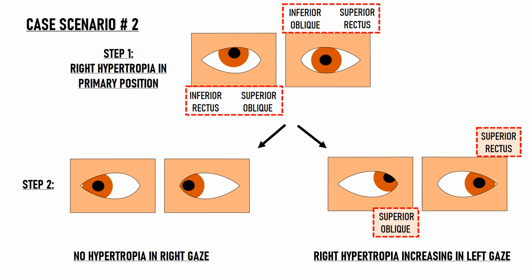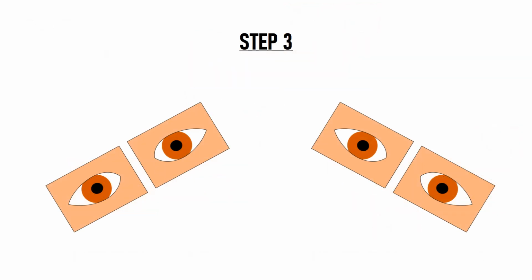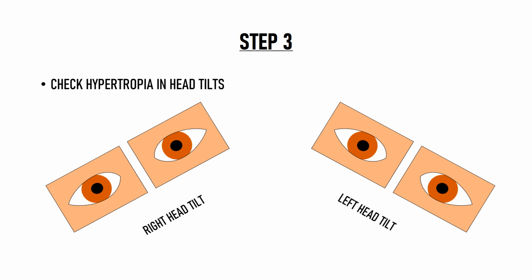And by the second step, we narrow down to 2 muscles out of the initial 8. So it is in the third step that we finally find out the muscle which is paralyzed and our problem is solved. So in the third step of Parkes 3-step test, we assess hypertropia in head tilts, right head tilt and left head tilt. This can get a bit confusing, so I want you to pay attention.